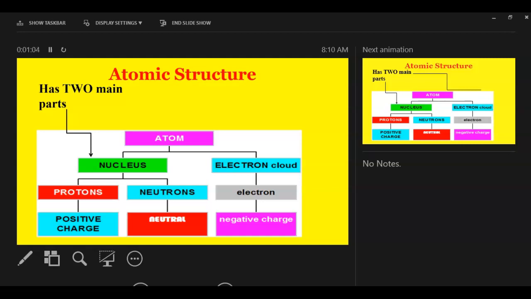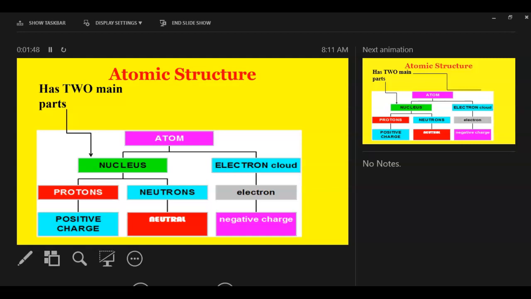The atom has two main parts. Anybody want to venture a guess what those two main parts are? The nucleus and the electron cloud. Okay? Actually, we're going to go over here and break it up like this. I'm going to put electron cloud over here. We'll put some information, and then we're going to put the nucleus right here. I'm going to start with the electron cloud. The electron cloud is going to be found outside of the nucleus or around the nucleus.